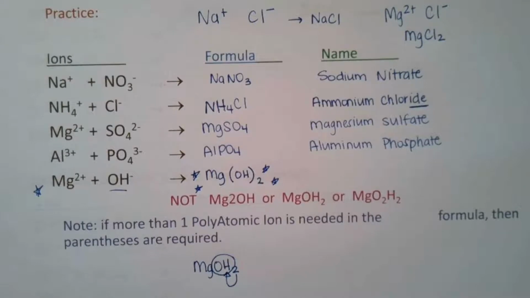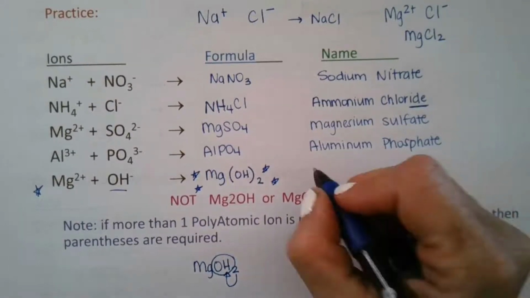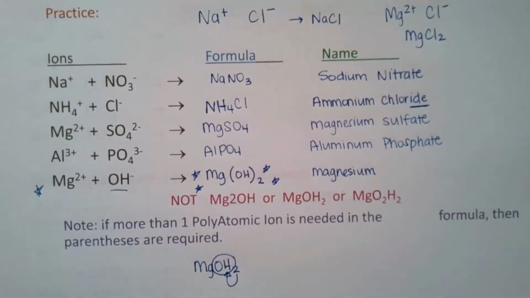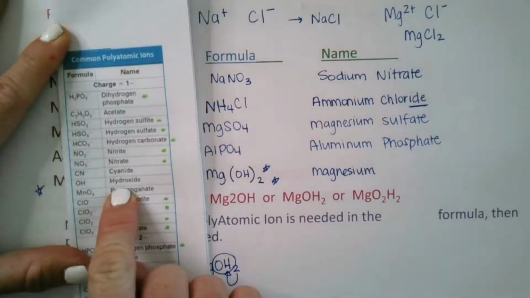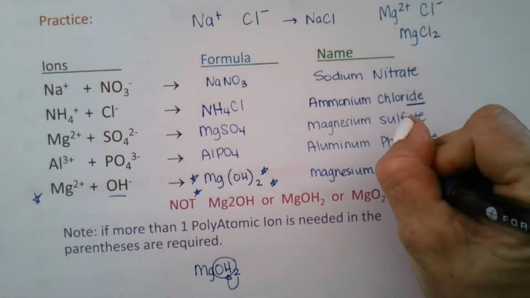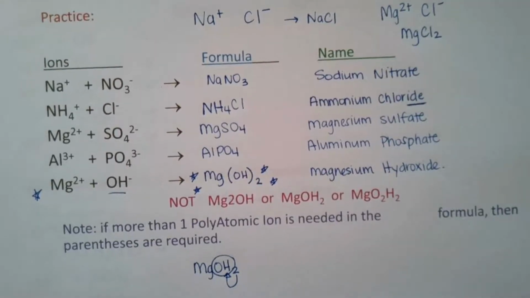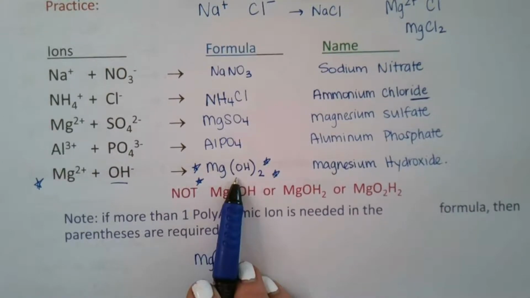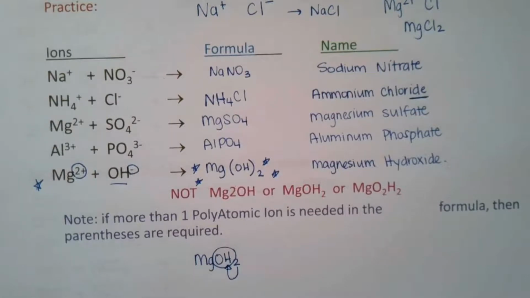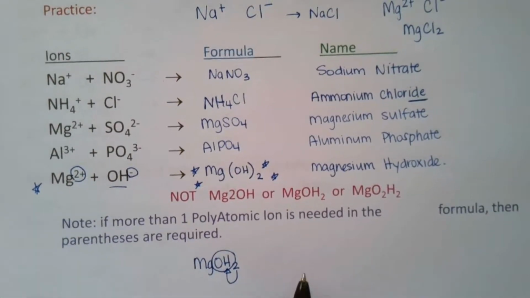The name of Mg is magnesium. And OH, again, you can look it up if you need to. OH is hydroxide. We just leave the name exactly as it was, magnesium hydroxide. And there you have it. Okay, so we're going to do some more practice because certainly this parentheses situation is something that is new for us. So let's go ahead and try the ones on the next page.